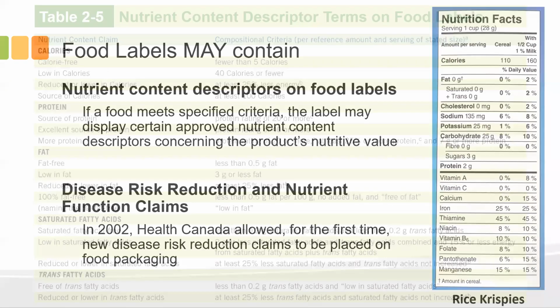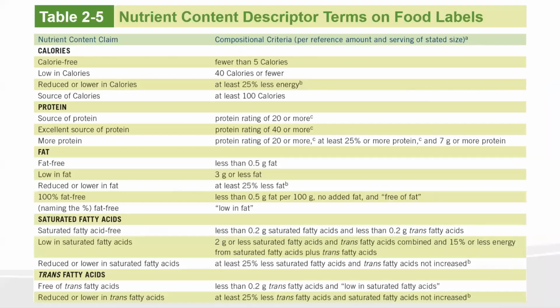I was going to show you some of the descriptor claims, right? So, calorie free. There it is. Okay, I thought it was 1 calorie, but I guess fewer than 5 calories is calorie free. So you could have a box of something, and right on the front you could write calorie free. And what does that mean? It means it has fewer than 5 calories. Low in calories, reduced or low calories, source of calories. All of those things have distinct definitions from Health Canada, and that way at least there's a standard, right, in terms of what their claims are.